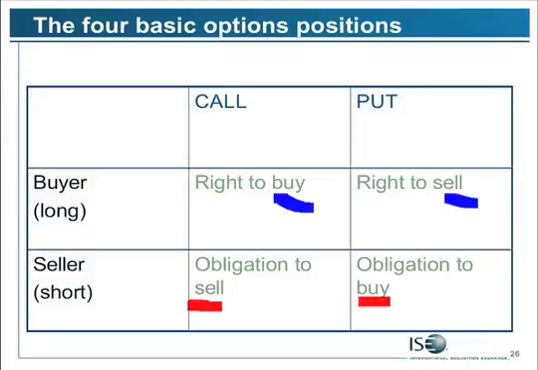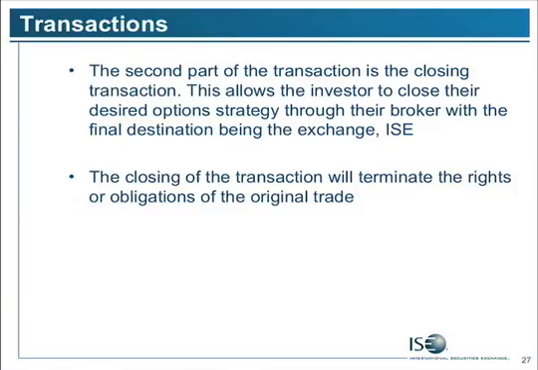And when I say obligated to buy, this is a cash-settled product, so you're not going to have to deliver Canadian dollars or Japanese yen or anything like that. It will be a cash-settled process, and that cash-settled process will be in U.S. dollars. So the second part of the trade is the closing transaction, and I went through that. It's just the reversal of the beginning part. And that will terminate your rights or obligations of the original transaction.